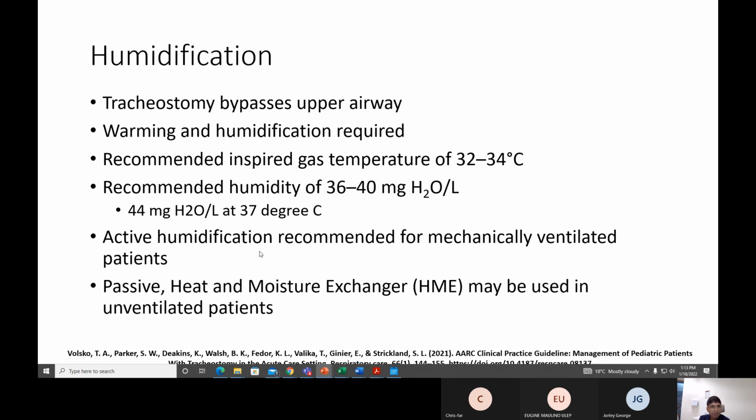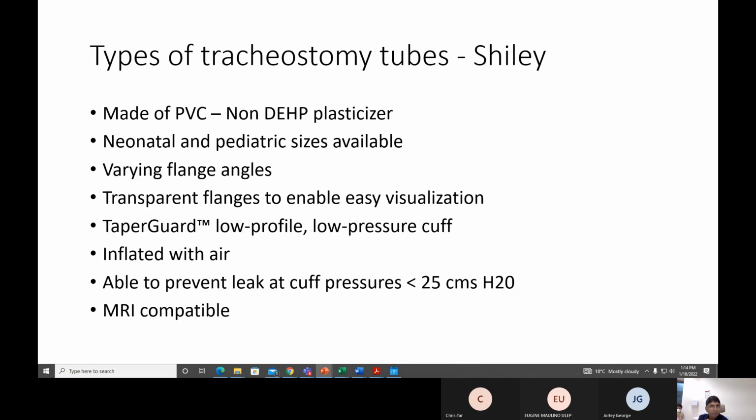If the patient is on a mechanical ventilator, it's better to use active humidification using a humidifier. If the patient is not on a ventilator, you can use a heat moisture exchanger, which is like a little filter. As the patient breathes out, the moisture and the heat are captured in the device. When the patient breathes in, the air takes in the heat and moisture from that HME filter. This is passive. It is probably okay for unventilated patients.